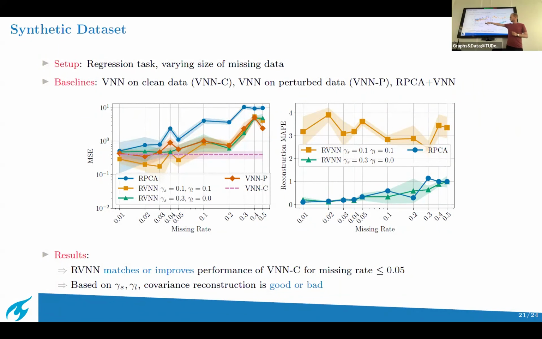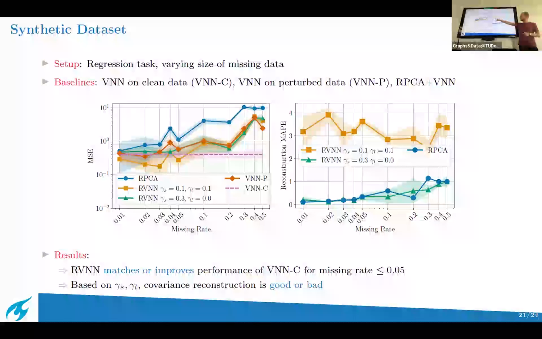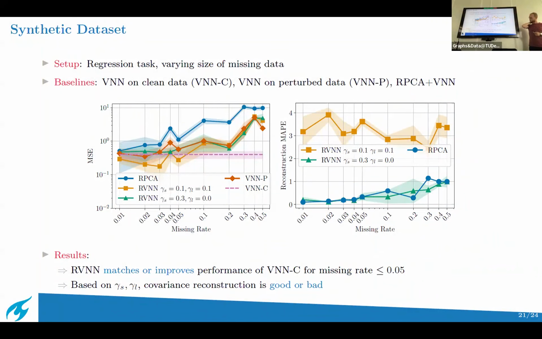VNNC is the covariance VNN on the clean data. VNNP is the VNN on the perturbed data, so when I remove the values. RPCA is where I take my perturbed data matrix, reconstruct it with a robust PCA, and then use a VNN, so it's a decoupled approach. And these two RVNNs are this joint approach where we are training everything end to end. Here I have the regression performance, the mean squared error on the regression task, and this is instead the error in reconstructing the covariance.